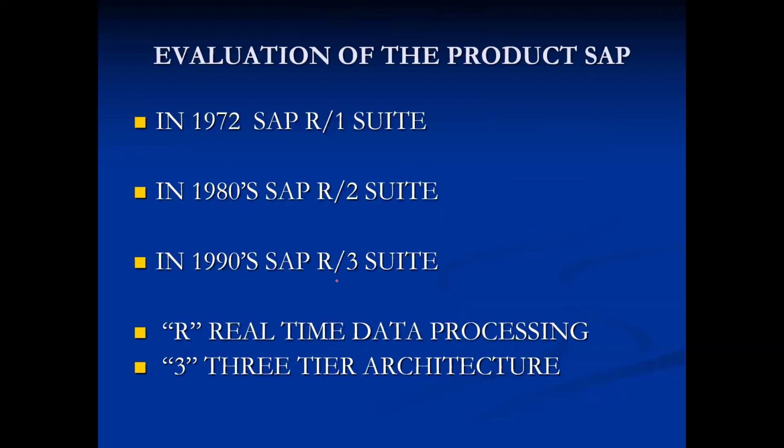let us see the evolution of the product SAP, how this product has evolved till today's stage. In 1972, SAP developed a product known as SAP R/1 Suite. In the 1980s, SAP developed a product known as SAP R/2 Suite. Then in the 1990s, SAP developed a product known as SAP R/3 Suite. So this is the name of the product we are using now.